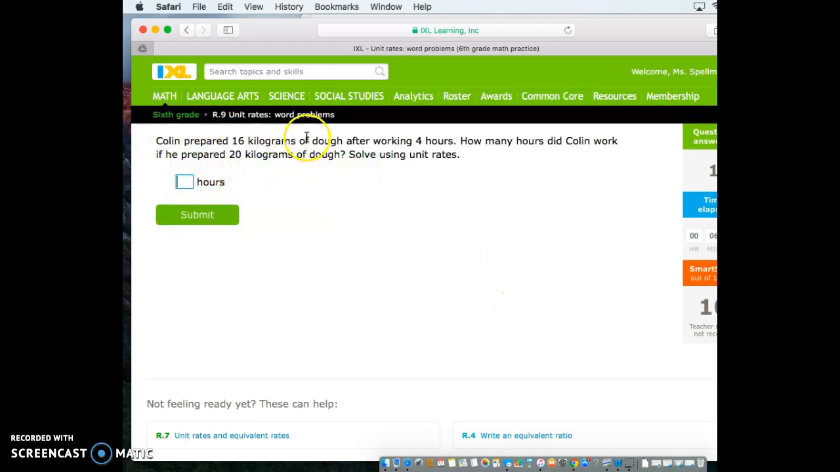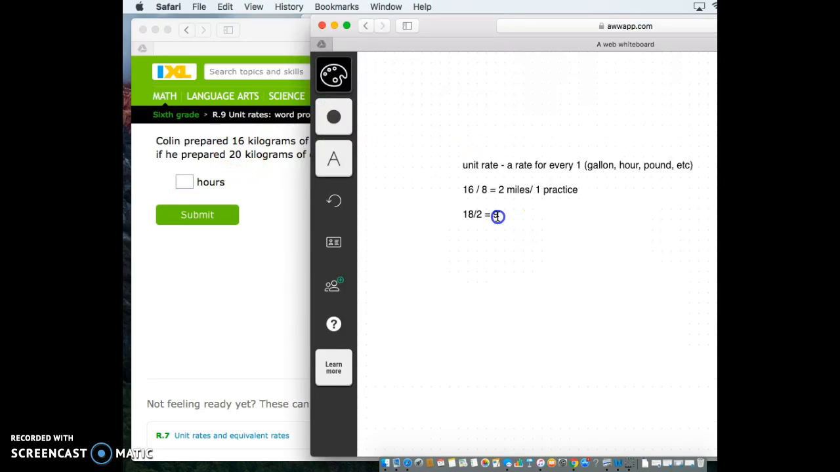Colin prepared 16 kilograms of dough after working 4 hours. How many hours did Colin work if he prepared 20 kilograms of dough? Solve using unit rate. So first I'm going to find my unit rate. He can do 16 kilograms in 4 hours, so I need to figure out what he can do in 1 hour. So I do 16 divided by 4 because I want to know how many per hour, and that is 4. So 4 kilograms for 1 hour. That is my unit rate for 1 unit.